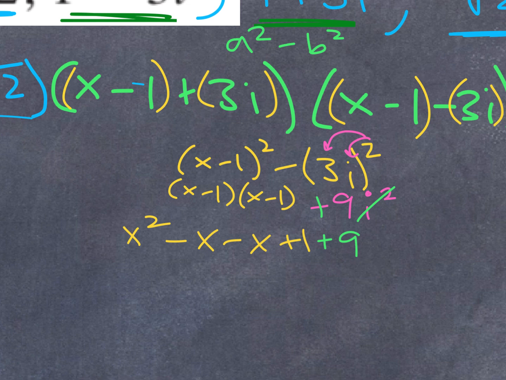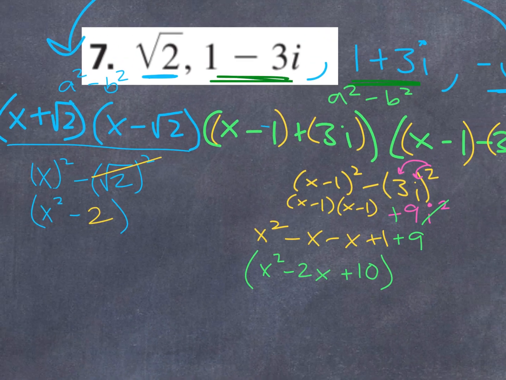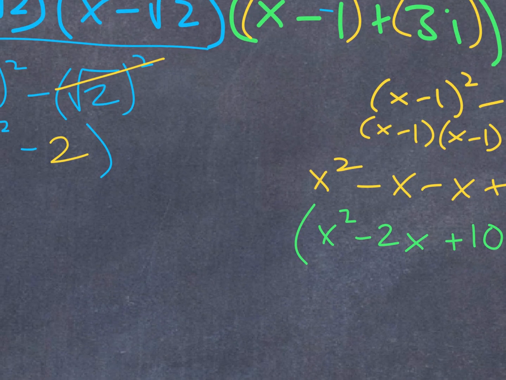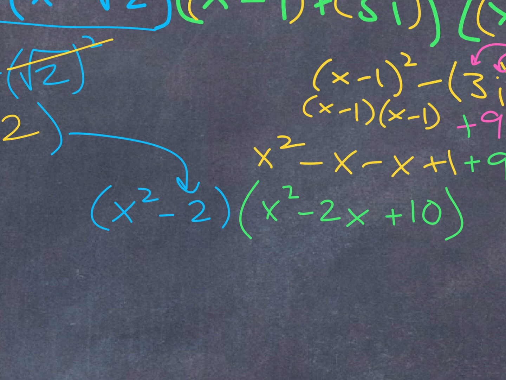All right, let's combine our like terms. So we have x squared minus 2x plus 10. What do you think our last step is? If I multiplied these two together and then multiplied these two together, what do I have to do next? Multiply the two answers together now. So I'm going to drop this one down here. So I have x squared minus 2, and it's getting multiplied to x squared minus 2x plus 10.